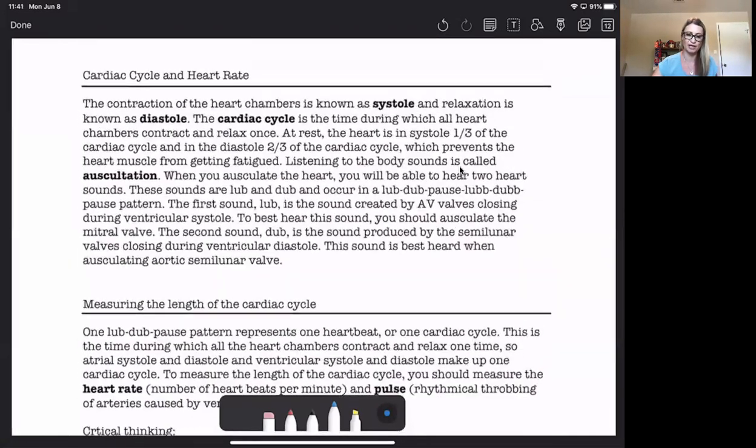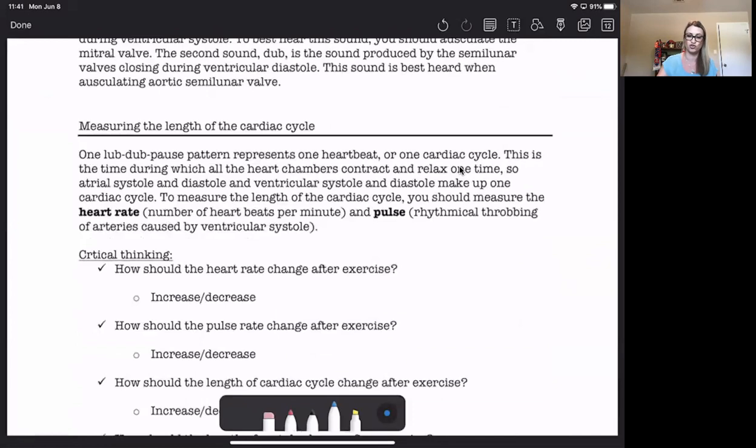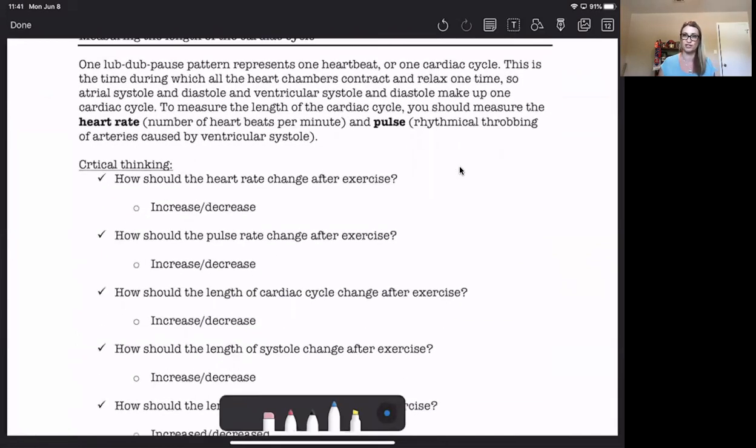And then the last part is on cardiac cycle and heart rate. So read this before you try to answer these questions. You're doing a virtual lab also, so think about this. How did the heart rate change? I don't think the virtual lab is actually involving exercise.